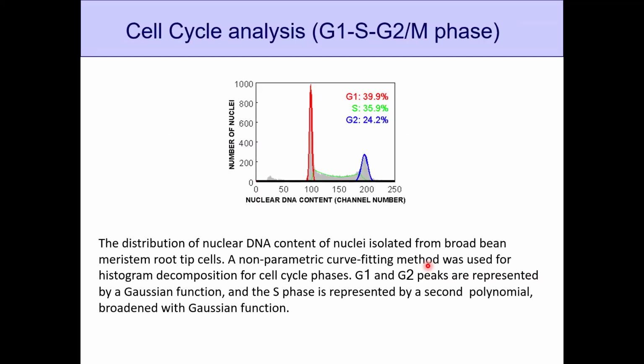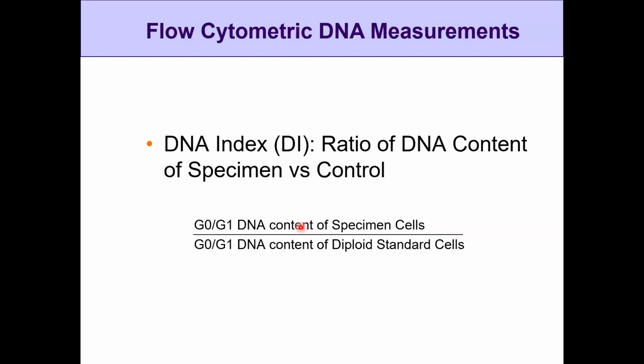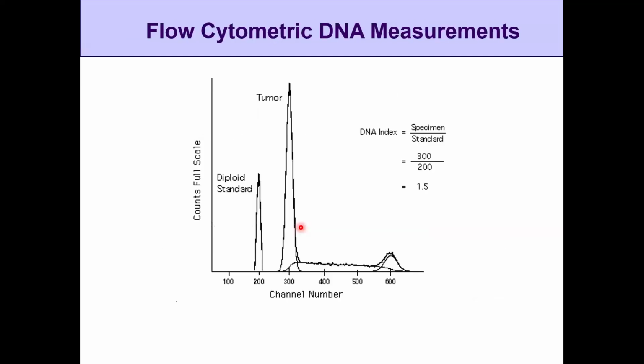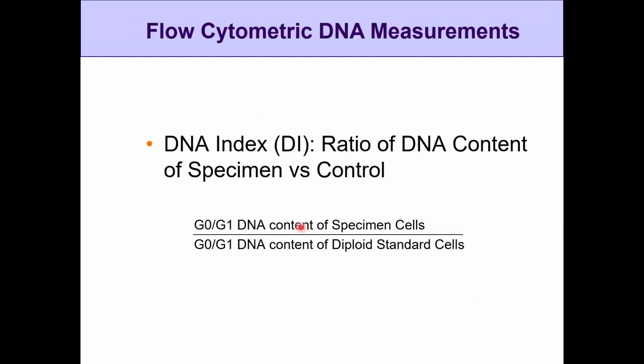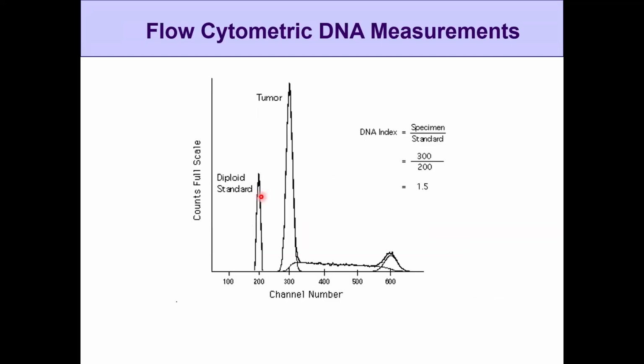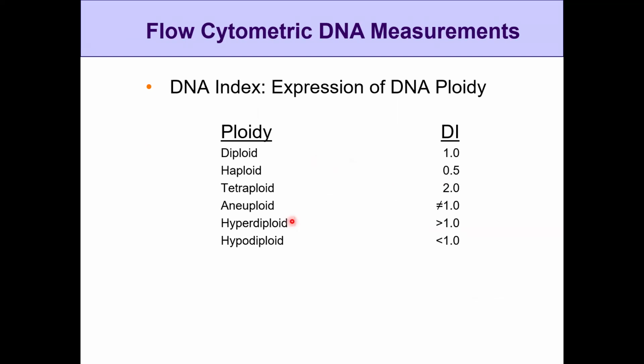And how can you check ploidy? You can check it through cell cycle analysis, because in the cell cycle the ploidies come, and from there you can find out what ploidy it is. So there is a formula for that, you can find out with that. And also they have a diploid standard control. Using that diploid standard control, they find out the DNA index, and using that DNA index, they have given a chart.